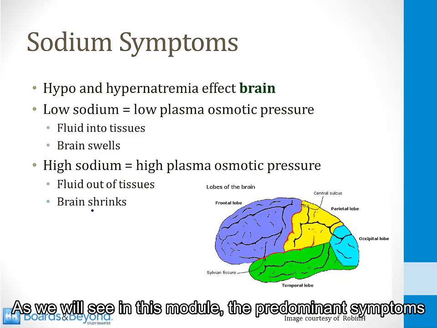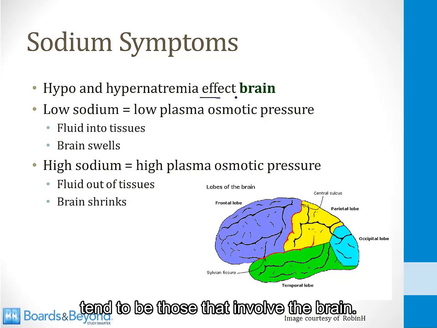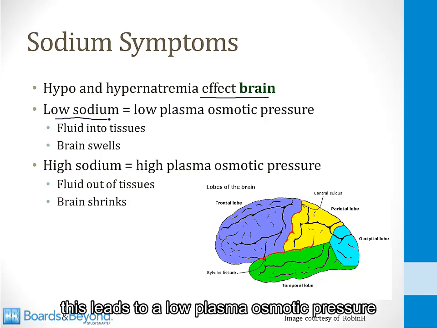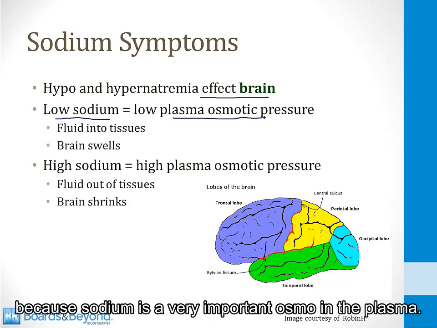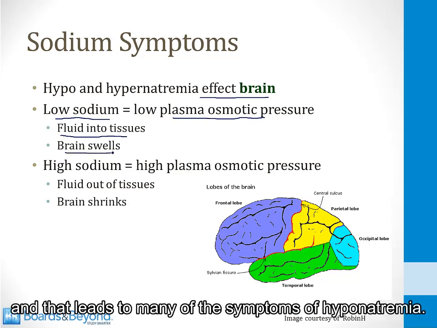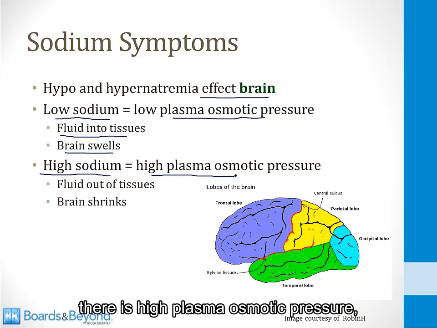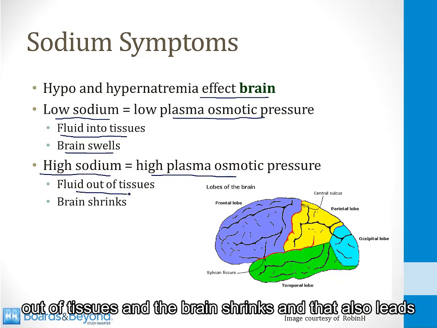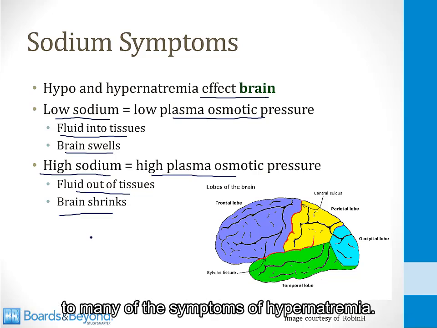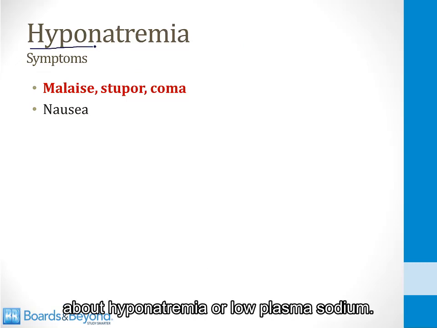As we will see in this module, the predominant symptoms in both hypo and hypernatremia tend to be those that involve the brain. When there's low sodium, this leads to a low plasma osmotic pressure because sodium is a very important osmole in the plasma. This means that fluid will leave the plasma and go into tissues and the brain will swell, and that leads to many of the symptoms of hyponatremia. Conversely, when there is high sodium in hypernatremia, there is high plasma osmotic pressure. This leads to fluid being drawn out of tissues and the brain shrinks, and that also leads to many of the symptoms of hypernatremia. So we'll begin by talking about hyponatremia or low plasma sodium.